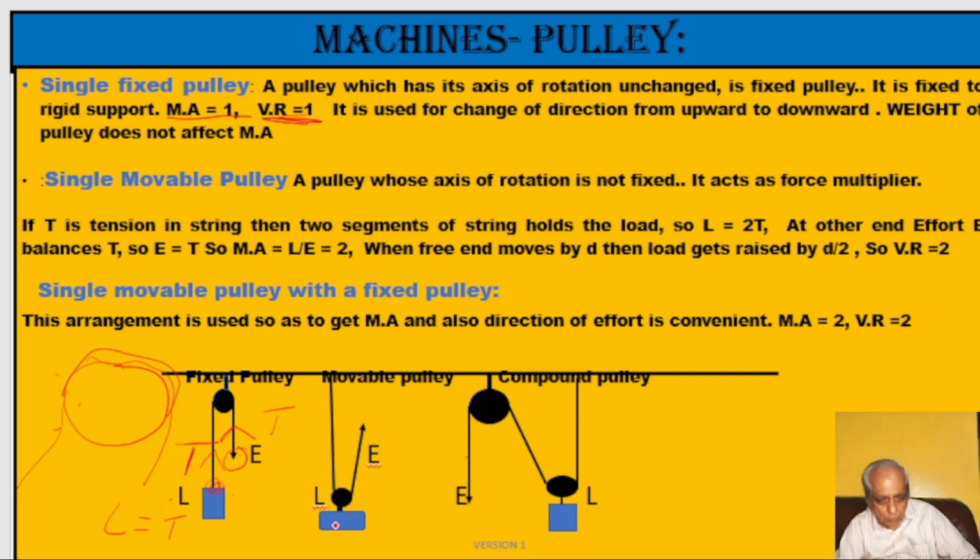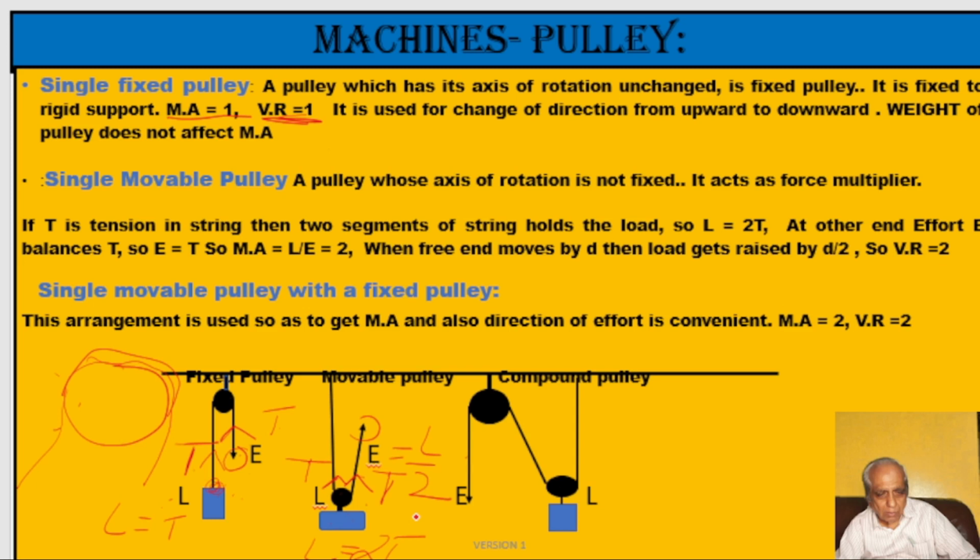In case of a single movable pulley, this is the load L. Here there are two ends or two strands of rope that are lifting this load. If the tension is T here, same rope, so tension has to be T here. So if I do the force balancing, L is equal to 2T. So T is L by 2, and E is equal to T, which is L by 2. So my effort is half the load, so I get mechanical advantage 2.